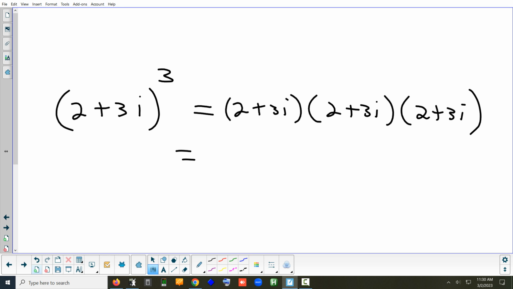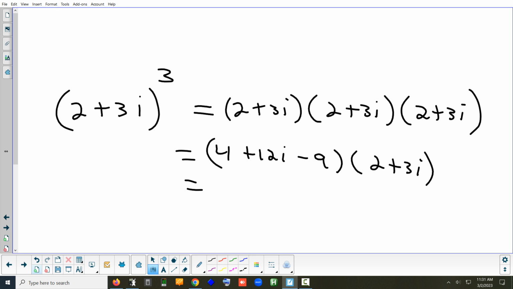And let's do that out. We'll start with the first two. 2 times 2 is 4. What's 2 times 3i and another 2 plus 3i? So it's 12i. And what's 3i times 3i? Negative 9. And before we distribute again, it would be good to combine like terms. What's 4 minus 9? Negative 5.